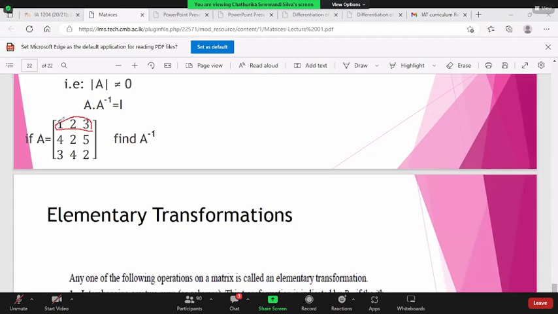For example, if it is 3, then this is 3, 6, 9. So then how will it affect the matrix?